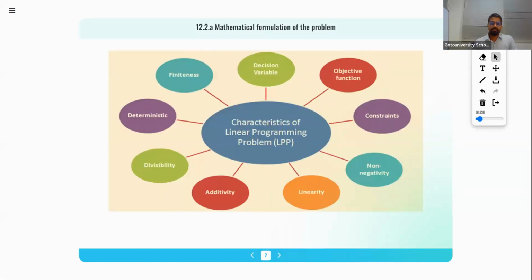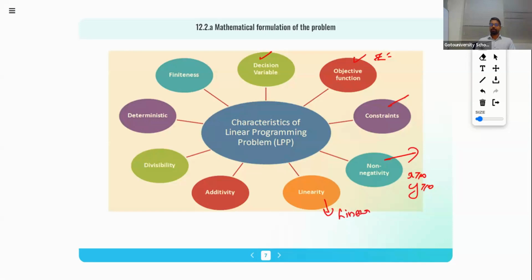Okay, so you can check this particular chart where you can see what are the things involved as a characteristic of a linear programming problem. One is decision variable, that is x and y, objective function like z is equal to something, maximize or minimize, the constraints like budget, and non-negativity, that is x greater than or equal to 0 and y greater than or equal to 0, right? Linearity, so that's a very important part.